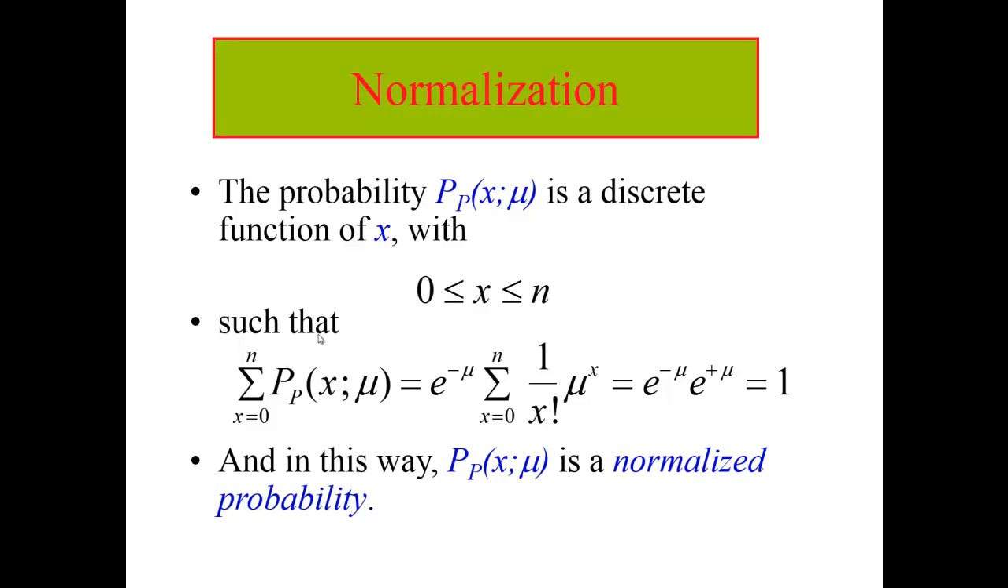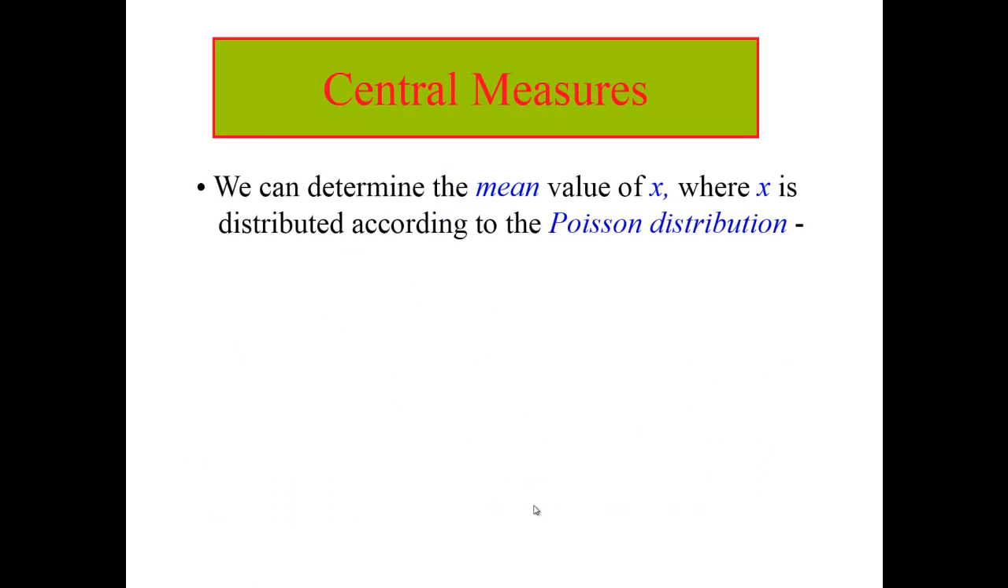One more thing, we've said it's a discrete function where x has a range of values that can go from 0 to n. And if we use the functional form for the Poisson distribution and sum up all of the possible outcomes from 0 successes all the way to n successes in our n trials, you can show that you can pull outside the sum e to the minus mu, and what's left in the sum is the Taylor series expansion for e to the plus mu. And so indeed we get 1, which confirms that the Poisson distribution is a normalized probability distribution.